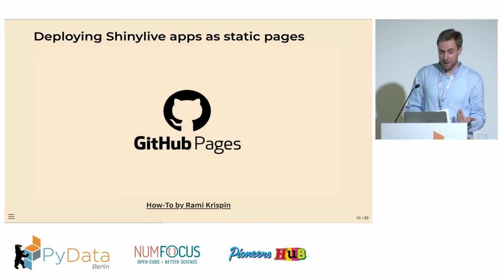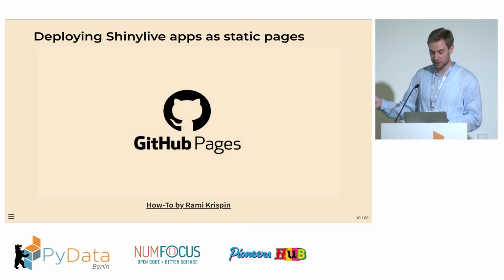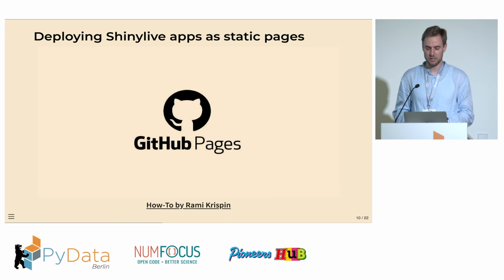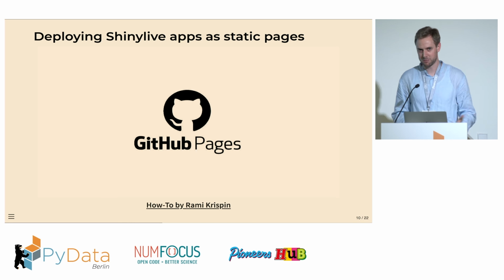But deploying Shiny apps, Shinylive apps as static websites is super, super simple. So if you have deployed something with GitHub Pages before, it's just the same. You just point GitHub Pages to a docs folder. I'm not going to go into details here. I'm just going to refer to a guide, a walkthrough by Rami Krispin, who has done some work on this. But again, it's very simple. GitHub Pages has become very, very easy to navigate these days.